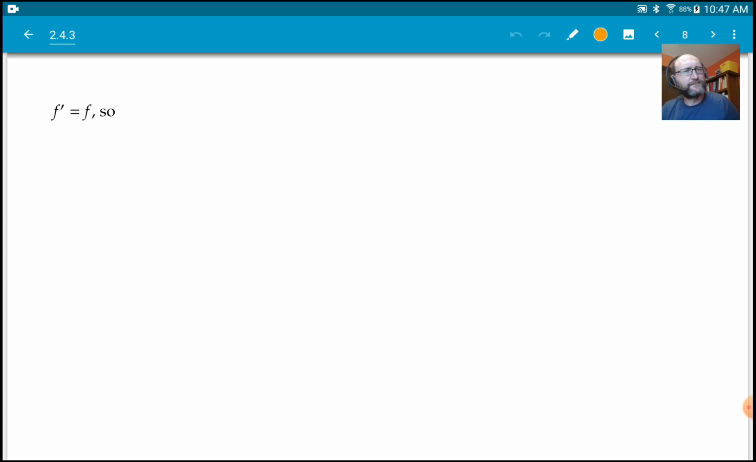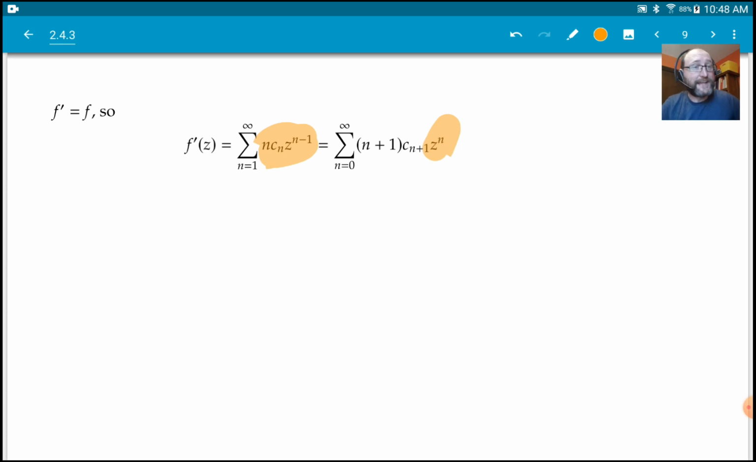Let's figure out if we can get all of them, right? So the other condition is that f prime is equal to f. So let's compute f prime, right? It's a power series. We can differentiate it term by term, right? So I differentiate term by term. Let's rewrite it as a power series so that the powers are z to the n, so that we have this nice index here. So you change the index to write it in this form, and that has to equal f, right? f is just the original guy.